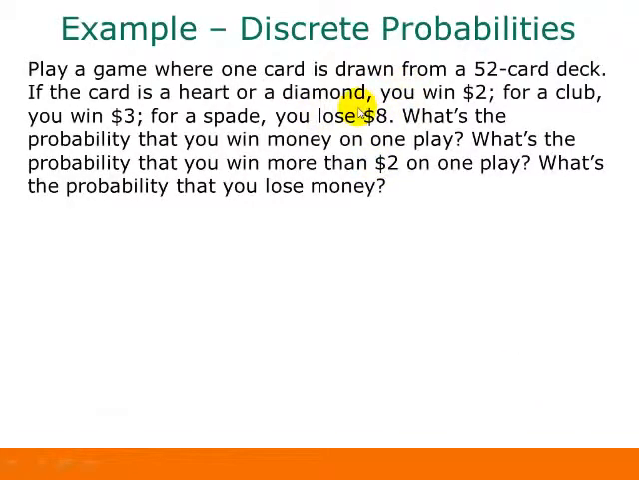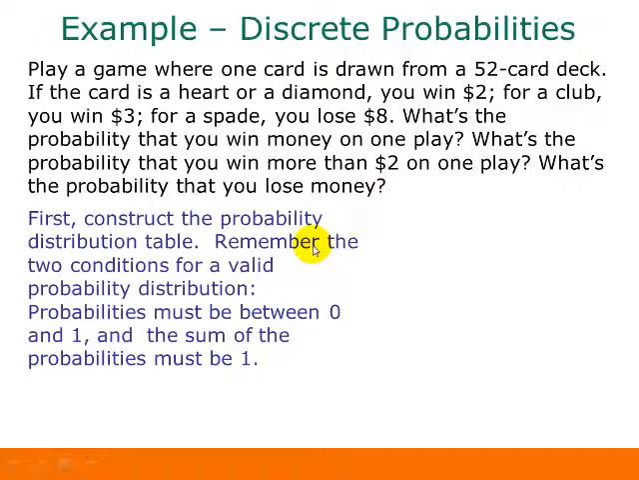Now let's look at an example of discrete probabilities in general. This is the same experiment that we talked about earlier, where we play a game where one card is drawn from a 52 card deck. If the card is a heart or a diamond, you win $2. For a club, you win $3. For a spade, you lose $8. So what's the probability that you win money on one play? What's the probability that you win more than $2 on one play? And what's the probability that you lose money?